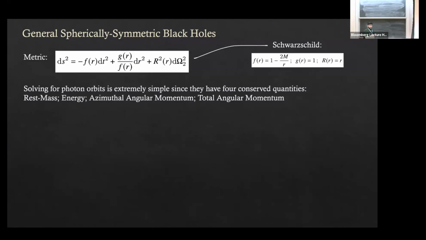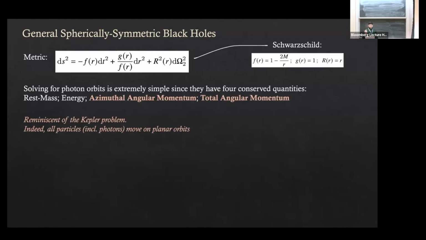So in these spacetimes, solving for the photon orbits is a big part of the game, because we're seeing the accretion through photons that are carrying information, the photons that are arriving at our screens. Solving for photon orbits is extremely simple in spherically symmetric spacetimes because they have 4 conserved quantities: the rest mass, which is 0, the energy at infinity, the azimuthal angular momentum, and the total angular momentum. Now, as soon as you have these last two conserved quantities, it reminds you of the Kepler problem. Indeed, that's true. In spherically symmetric spacetimes, all orbits are planar. They're not always closed, but they're moving in planes.